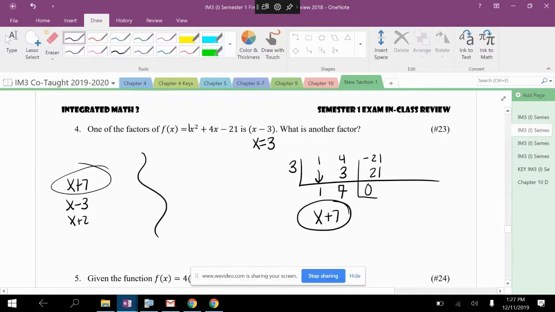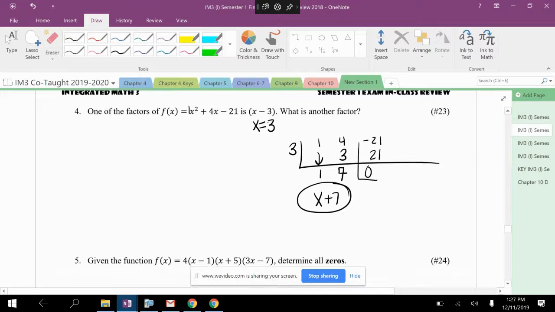Because look, -3 minus 3 gets me -6. That's not 4. 2 minus 3 gets me -1. That's not 4 either. That's how I would have done that problem if I saw it. Okay, but again, you have to realize what that is and why you can do that. Questions?